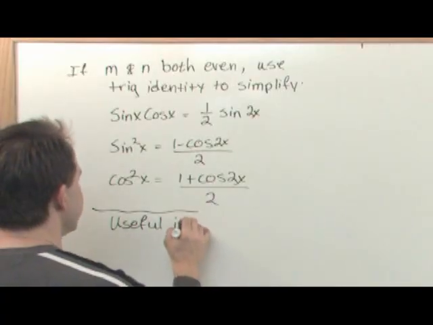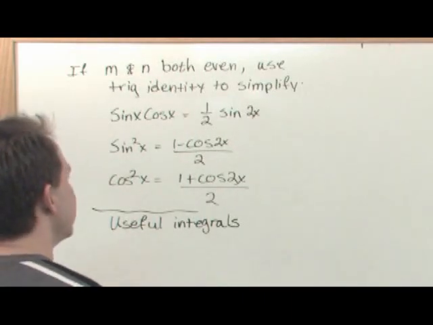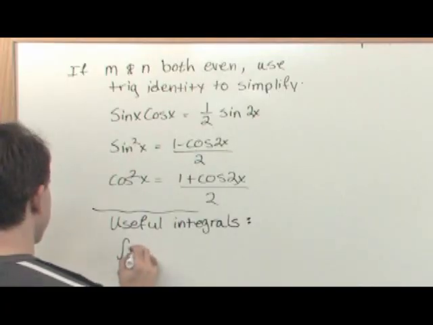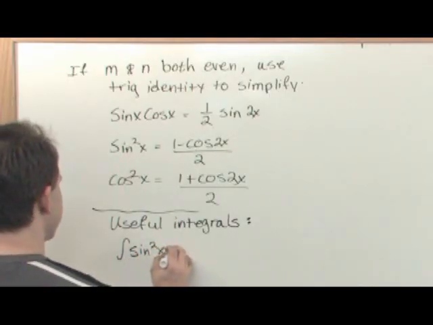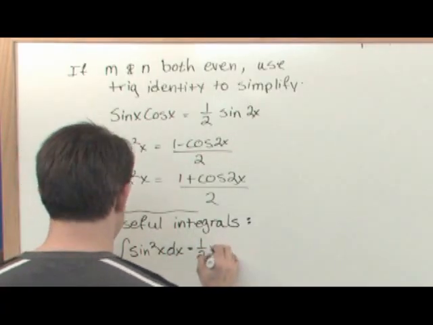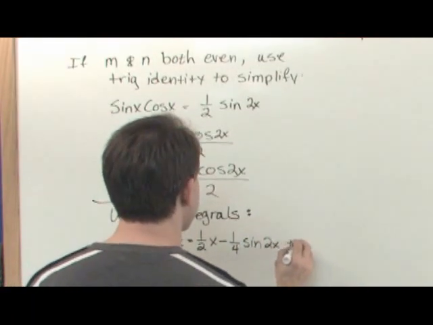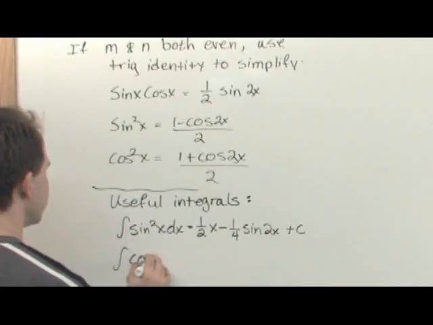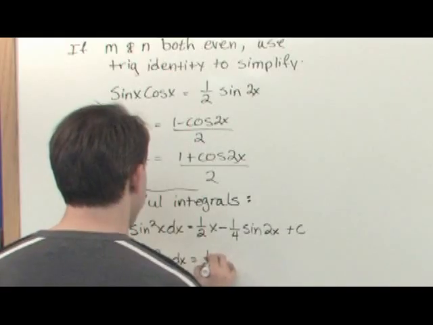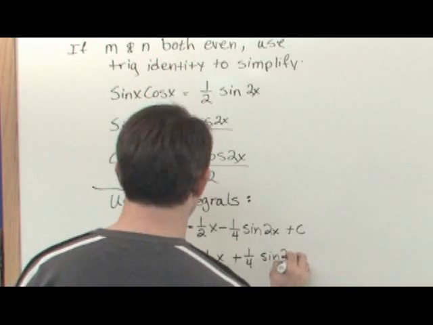If you can memorize these, if you can commit these to memory even just for your test, you'll really help yourself out, okay? Because they're very useful and they turn up a lot. The integral of sine squared x dx is 1/2 x minus 1/4 sine of 2x plus a constant. And of course, the analog for cosine squared x dx is equal to 1/2 x plus 1/4 sine of 2x plus a constant.